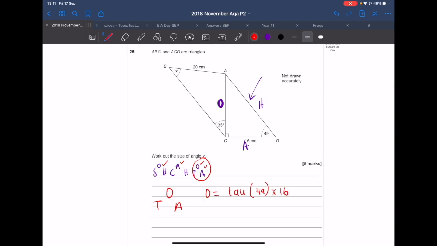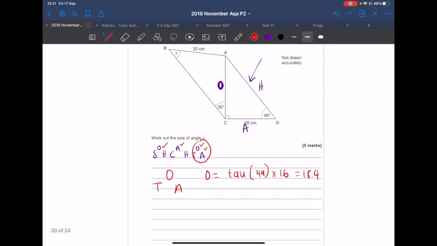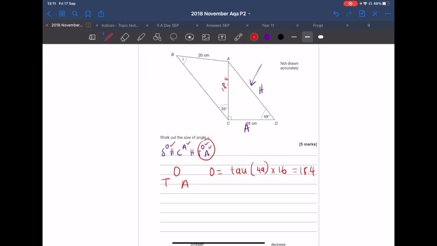So tan 49 times 16, calculated, gives 18.4. So let's put 18.4. A really good habit is making sure that we write what we worked out afterwards. Now, this is something that ourselves in year 11 have not done yet, but this is called the Sine Rule, the next thing we need to be using.